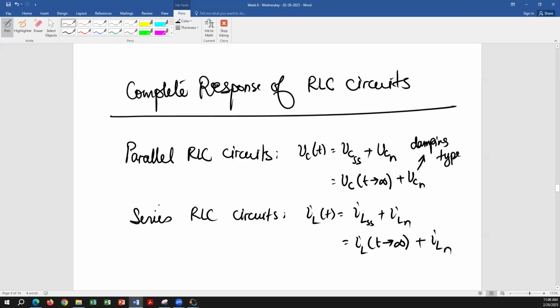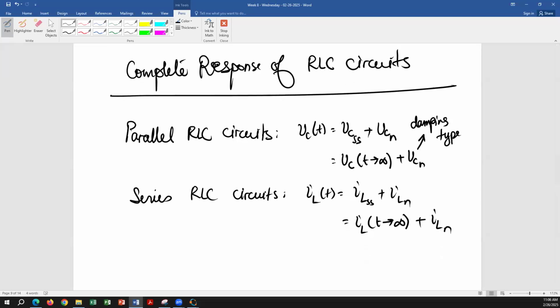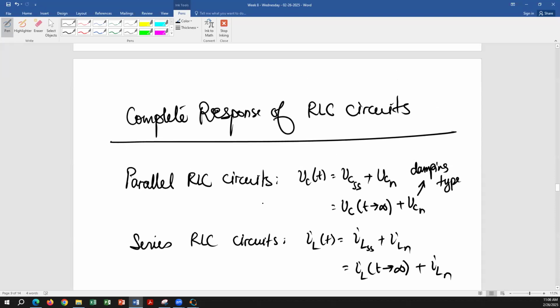So that is going to be the methodology, exactly the same as we did for the single order circuit. Okay, so the complete response is also called forced or step response. So all three names are for the same type of setup: forced, step, or complete response.